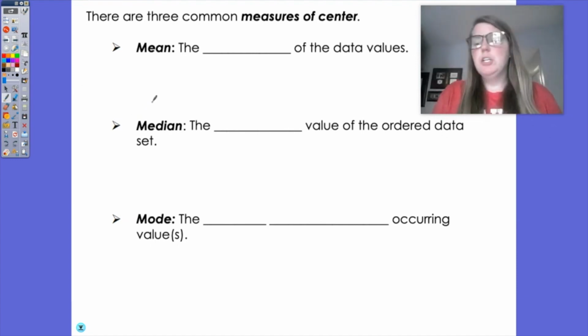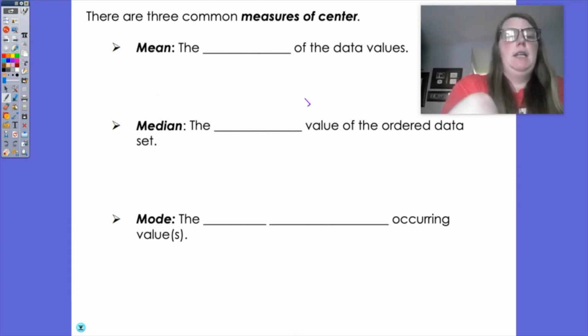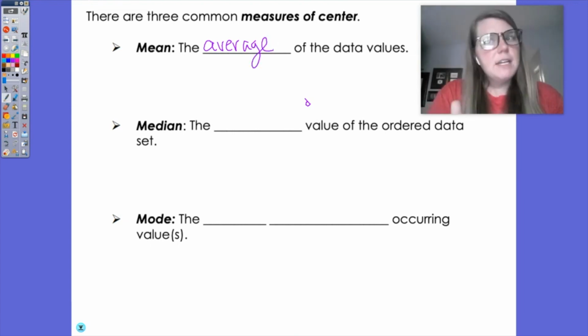The first measure, one you may be familiar with, is the mean. Mean has a synonym, and that synonym is average. That's when you take all the data values, add them together, and divide by how many there are. That gives you the average of the data.